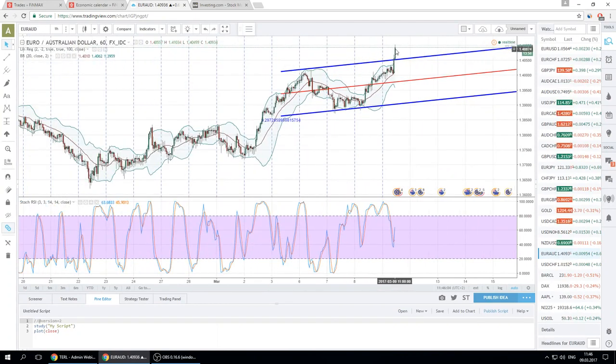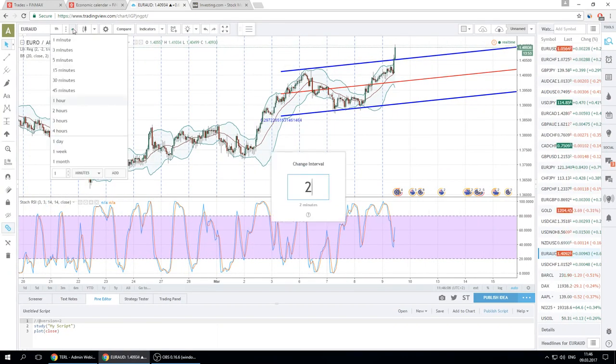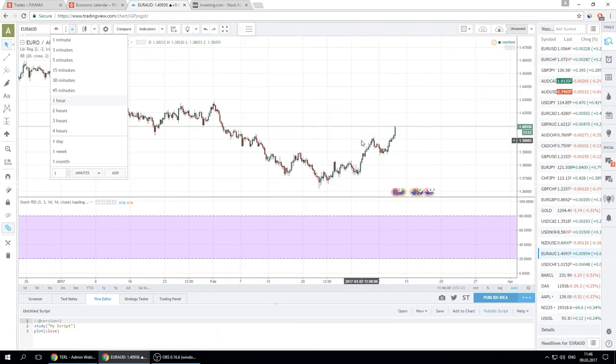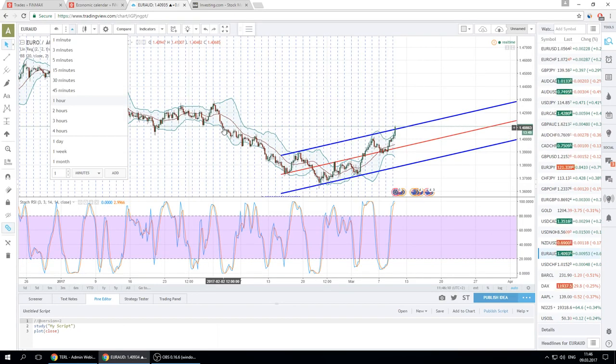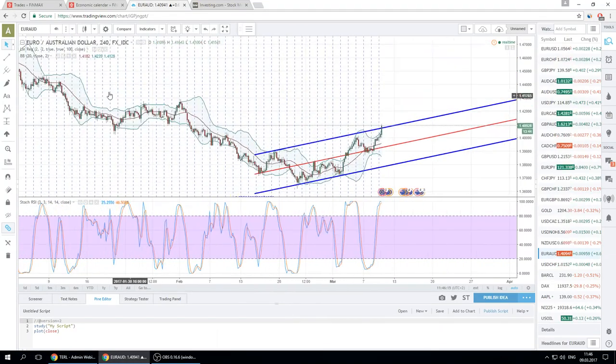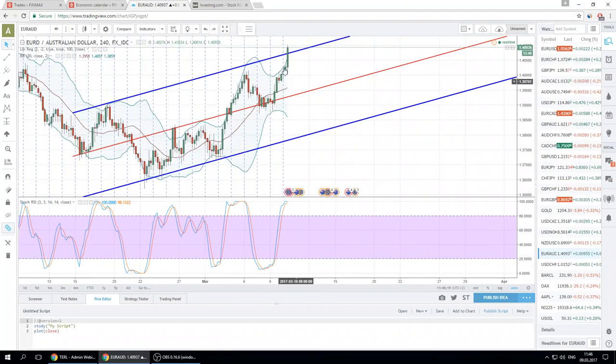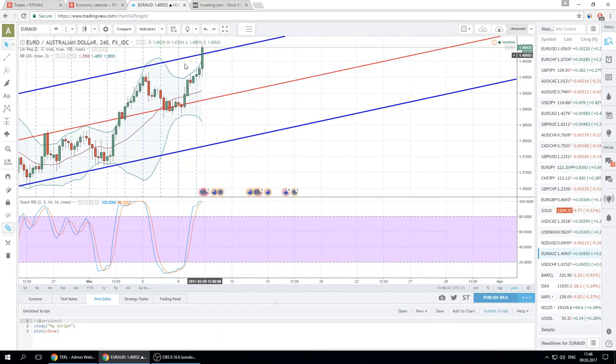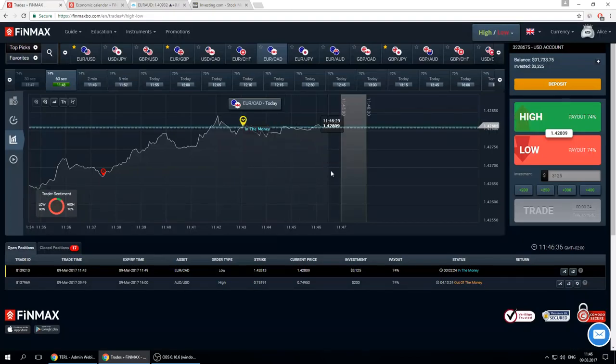Well, we may expect the euro to start going down because the price has been really high for a pretty long time, but it's better to wait till the price shows that it's going down, that it fixed, and the next candle goes down. Within a few minutes we're going to see the next candle appear, and the situation will be much clearer.